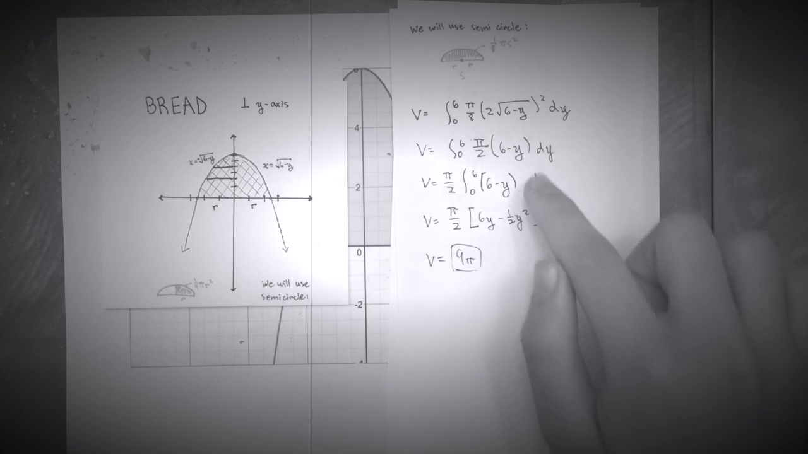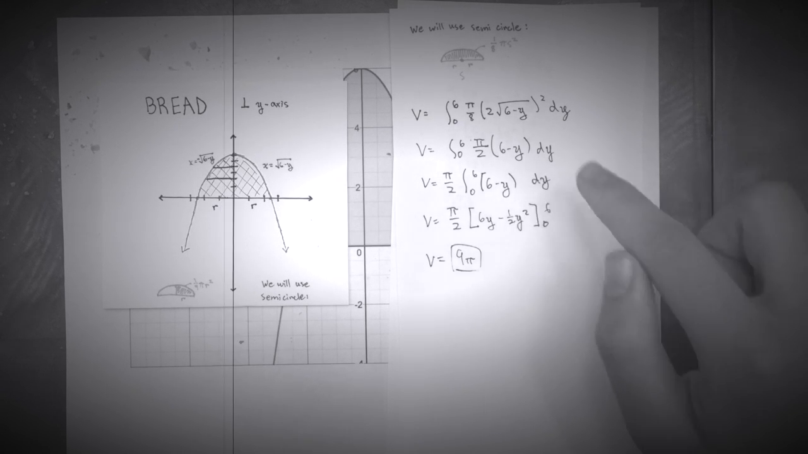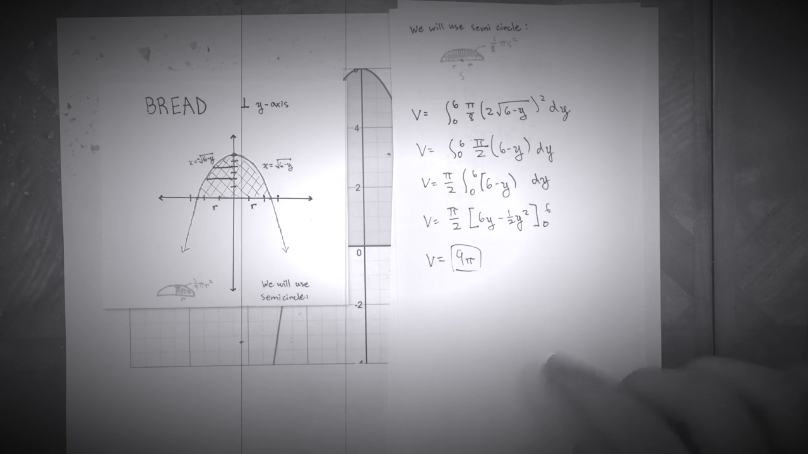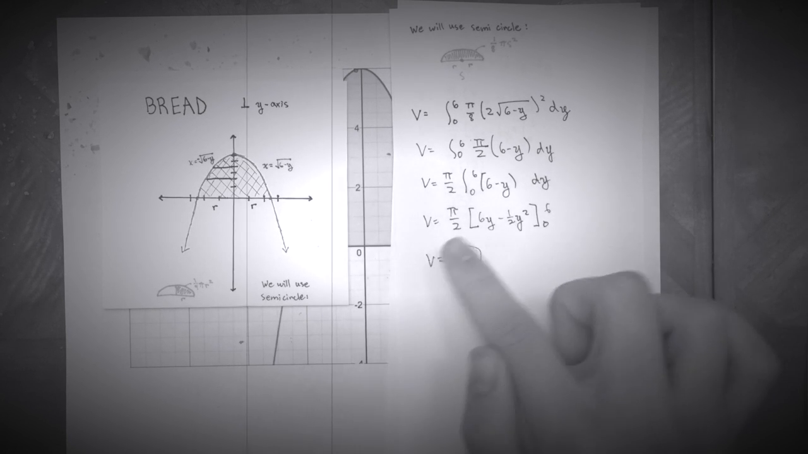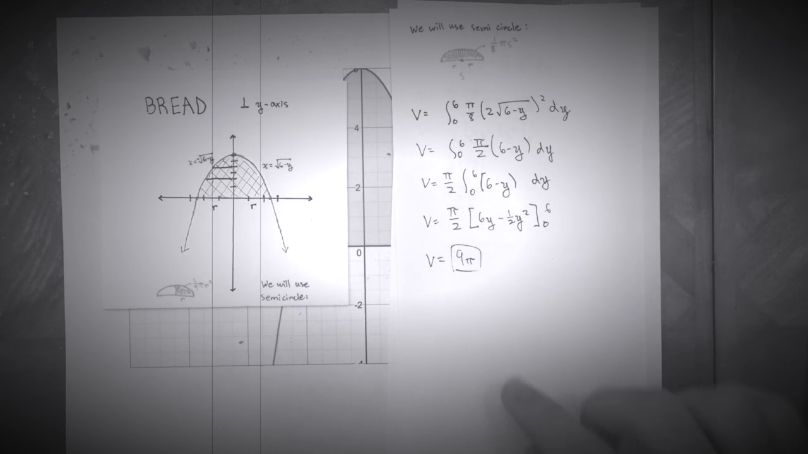Then you can simplify it. We have 4 times pi divided by a, which is pi over 2, and then you have the 6 minus y, which is the square root of 6 minus y squared. And then from there you take the pi over 2 out, and then you can do the antiderivative, do the 6 minus 0, plug it into the antiderivative, and get pi over 9.